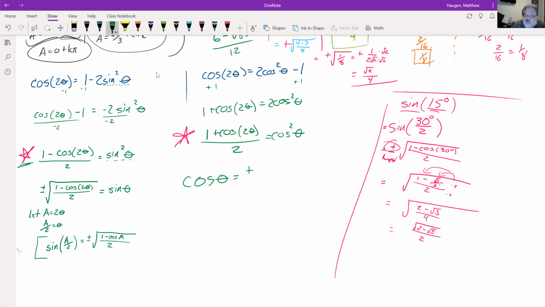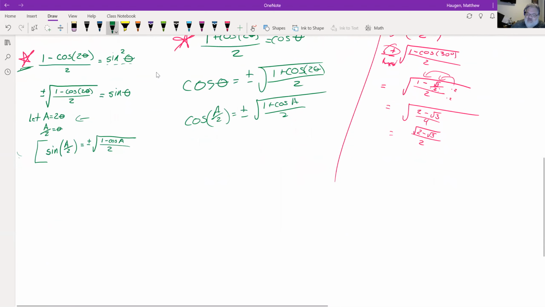Cosine theta, once we take the square root of both sides, still has a plus or minus, the square root of 1 plus cosine 2 theta over 2. It is weird, I think, that both the half-angle formula for sine and cosine have cosine in them, but that's, again, because they both come from the double angle formula. Do the same substitution we did down here, and we get that the cosine of half an angle is equal to plus or minus, depending on the quadrant we're in, the square root of 1 plus the cosine of A over 2. So that builds us sine and cosine's half-angle formula.